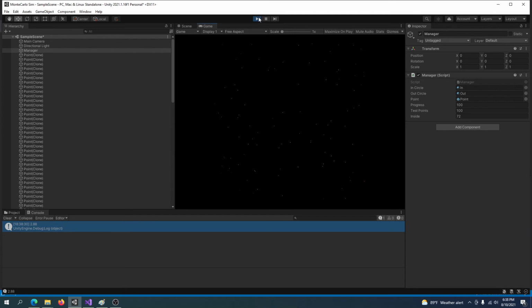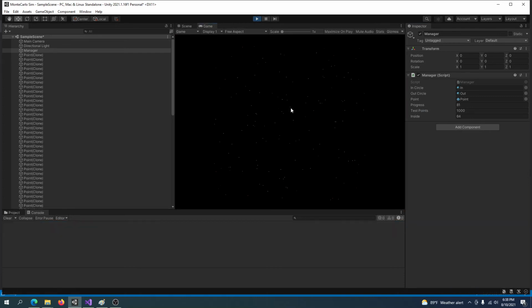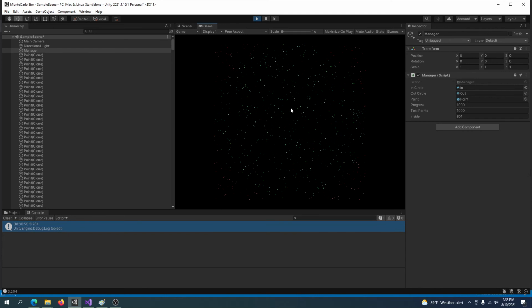2.88, pretty bad. It seems that we got a lot of outside dots here, as you can see. So it kind of underestimated it, but again, this can happen. Let's try going up to 1000, and it should be more accurate this time. 3.204, okay, pretty much as good as the first time. We probably got a little lucky.